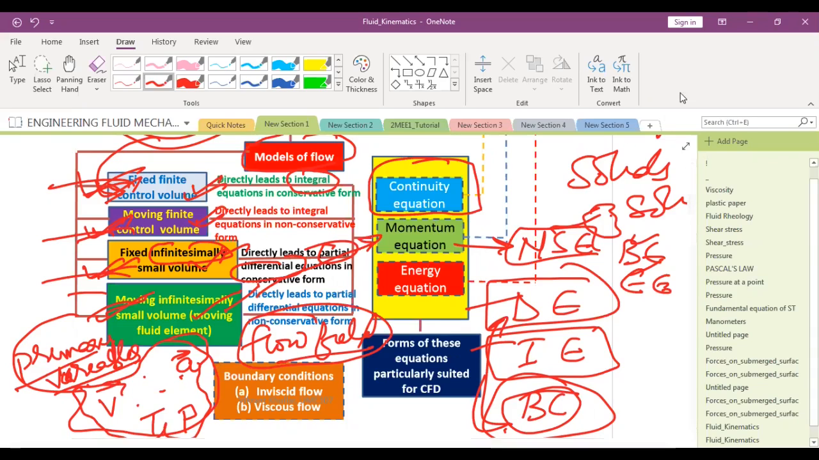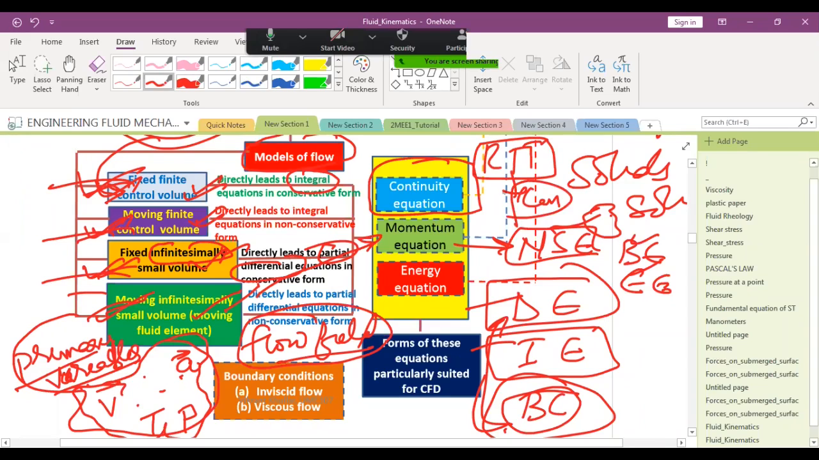Any doubts to anyone? And tomorrow we will be starting with the Reynolds transport theorem for conservation of mass, and also doing how Bernoulli's theorem can be derived from the Reynolds transport theorem. Okay, sir. Any doubts to anyone?